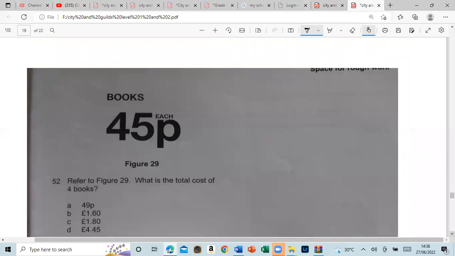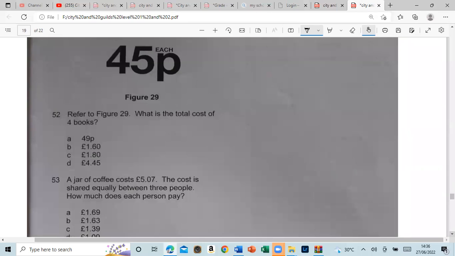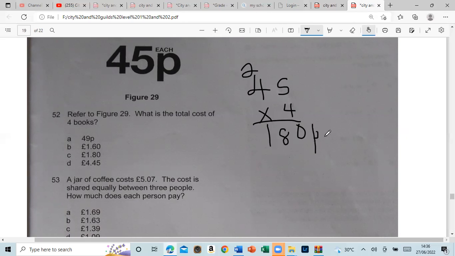All right, books 45 pence each. What is the total cost of 4 books? So that will be 4 times 45 and 100 pounds, right? A very nice paper. 4 5 20. I have appreciation for this. 4 4 16 and then 80. Again, it is 180 pence. So it will be 180 divided by 100. Right? 1 pound and 80 pence.